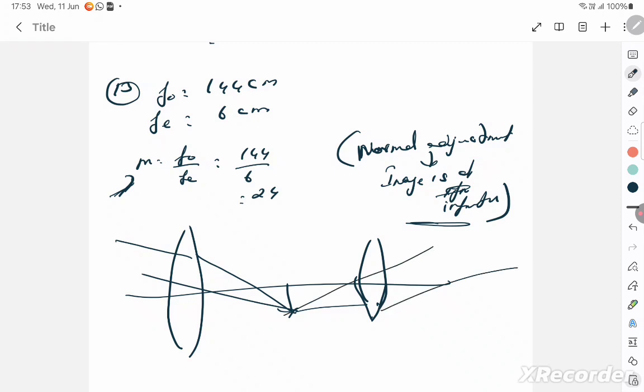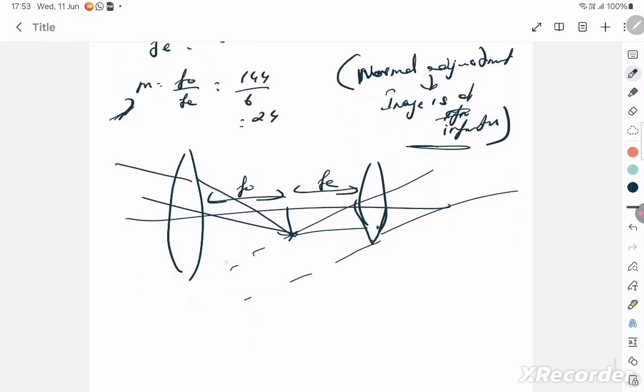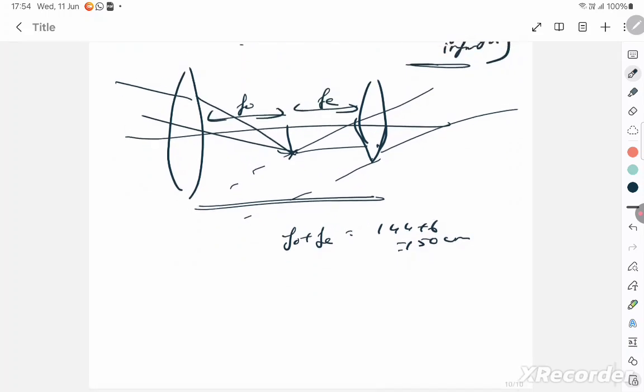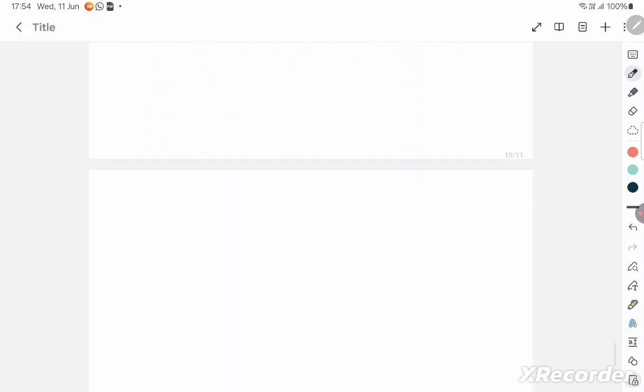And this is at infinity, which means this is FO and this is FE. That's the condition, right? So you know that the distance between the objective and eyepiece will be FO plus FE. And so it's 144 plus 6. So it's 150 centimeter. Okay, so if you're clear with the theory part, then everything becomes easy. So let's go to 14th question.